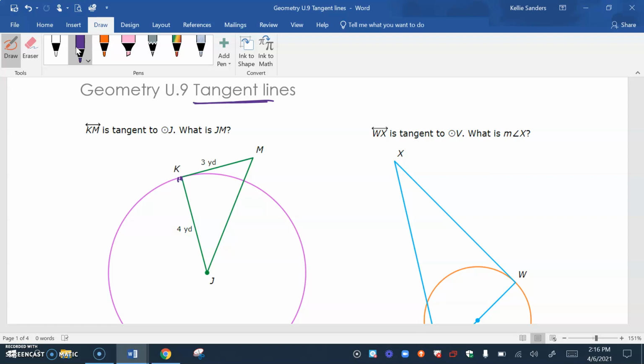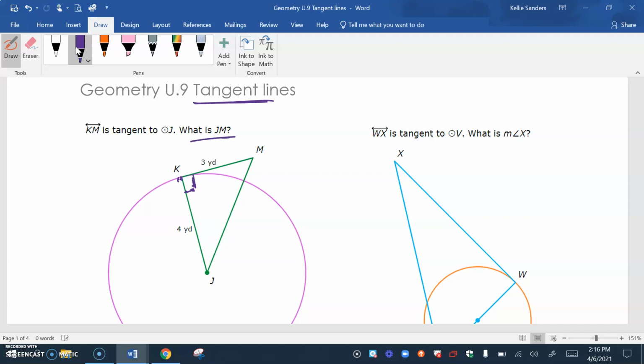And it's touching K at a perpendicular or a right angle to J. So basically we're talking about right triangles. And so that's what a tangent line is. It just kind of touches it, but it keeps on going in a different direction.